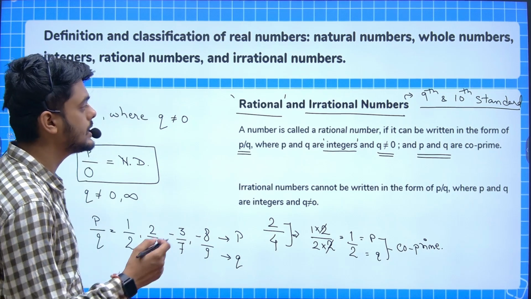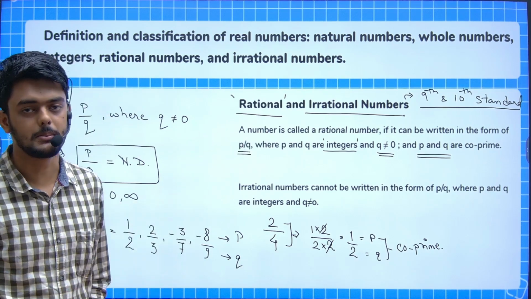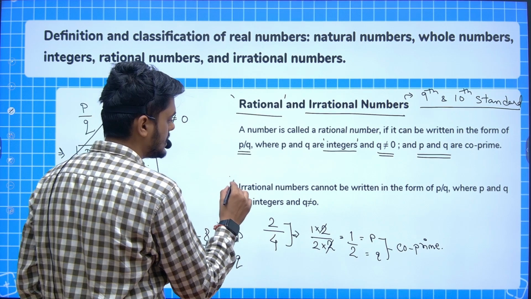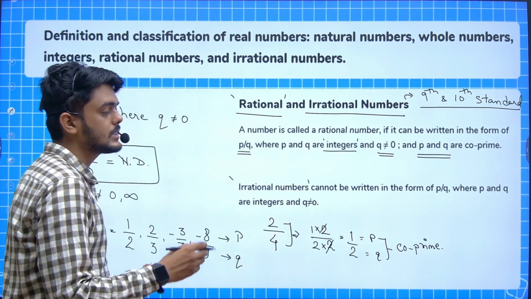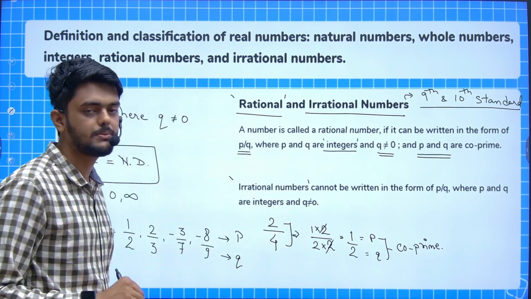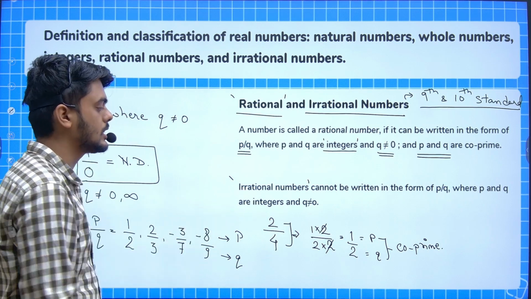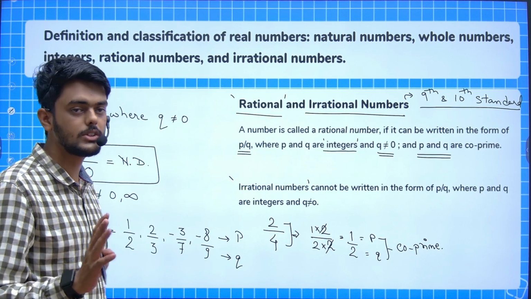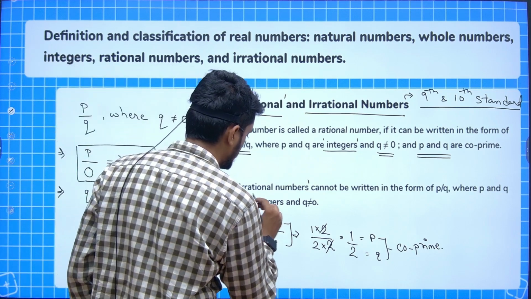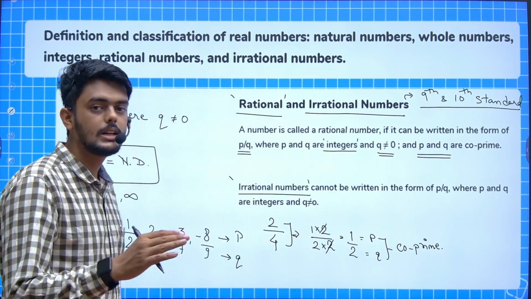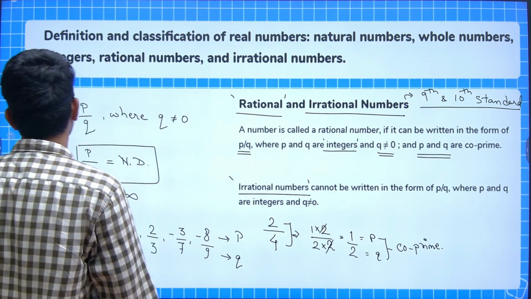Now, moving ahead to the definition of irrational numbers. Basically, irrational numbers cannot be written in the form of p by q, where p and q are integers and q cannot be equal to 0. We will be discussing this topic of irrational numbers later in our upcoming lectures.